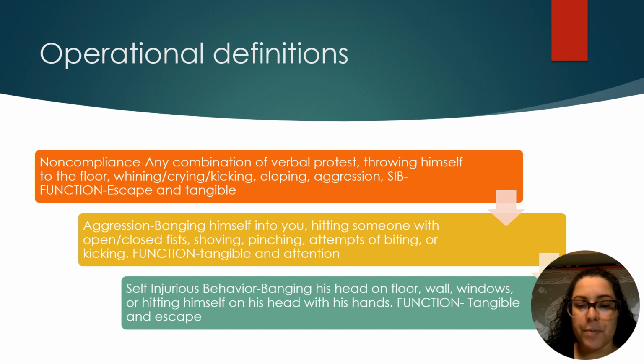And then our self-injurious behaviors: banging his head on the floor, wall, windows, or hitting himself on the head with his hands, and then those functions of tangible and escape. When we are taking data on noncompliance, we are doing frequency and duration. Duration will not start until 2 minutes of the noncompliance has been occurring. So it starts at 2 minutes for the duration timer. And then 10 seconds of compliance is when you stop it. For aggression and self-injurious behaviors, we are taking frequency data.